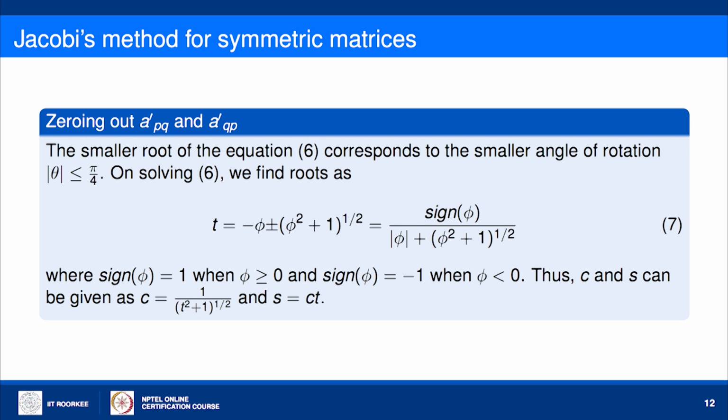The roots of this quadratic equation are given by minus phi plus minus square root of phi square plus 1, and that will be signum of phi upon absolute value of phi plus square root of phi square plus 1. Here signum of phi is 1 when phi is non-negative, and it is minus 1 when phi is a negative number. Thus, once we get t, we can calculate c and s by this formula. C will be 1 upon square root of t square plus 1, and s will be c times t.